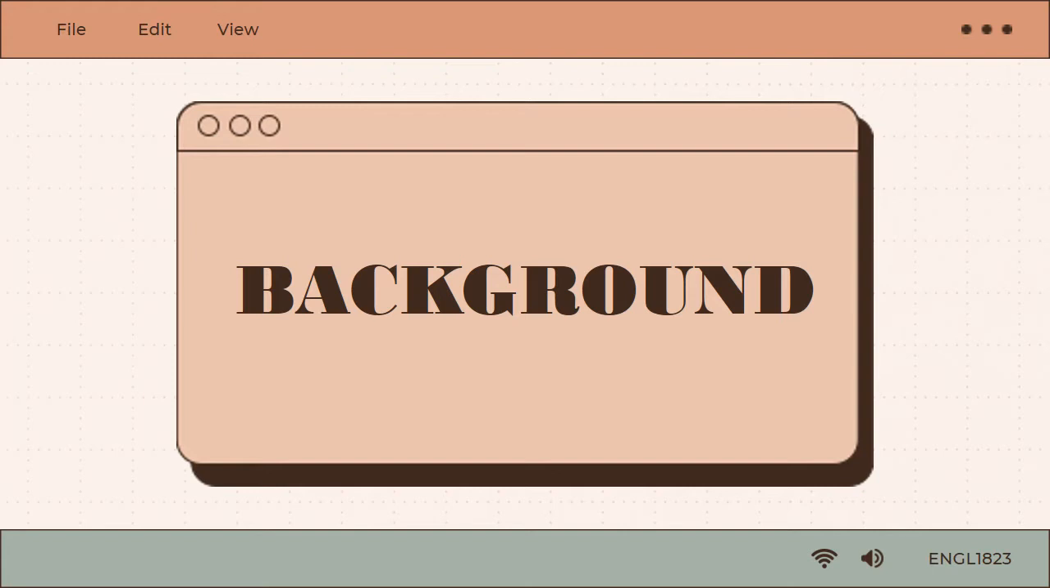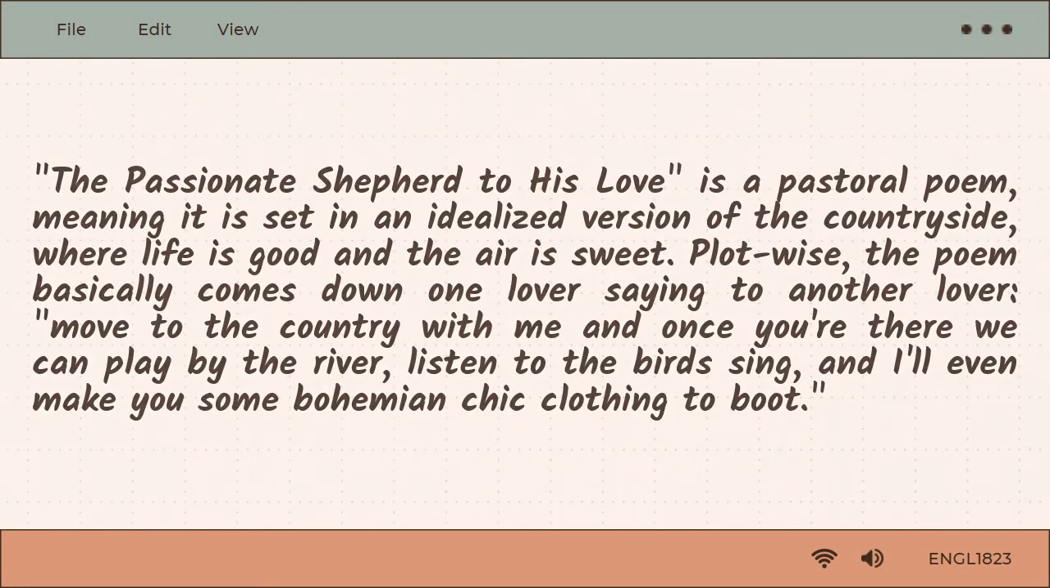Let us now move forward to discuss the background of The Passionate Shepherd to His Love. It is a pastoral poem, meaning it is set in an idealized version of the countryside, where life is good and the air is sweet. Plot-wise, the poem basically comes down to one lover saying to another, "Move to the country with me, and once you're there, we can play by the river. Listen to the birds sing, and I'll even make you some bohemian chic clothing to boot."